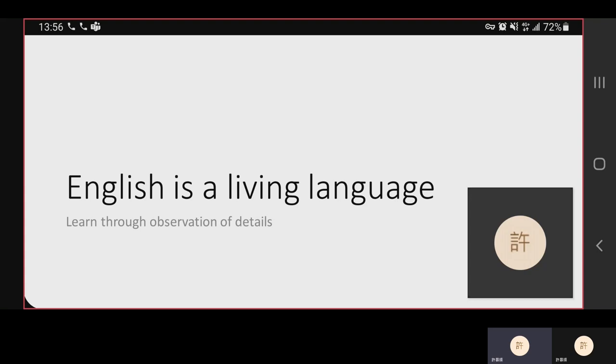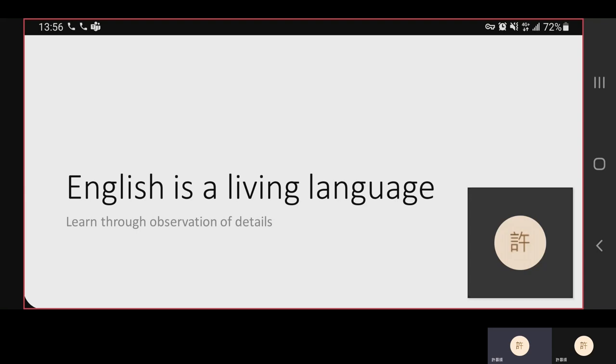So how do you learn a living language? You have to breathe it. You have to use osmosis, 渗透作用. If you try to memorize a list of rules for English, you will always come across some exceptions. And these exceptions will be used in daily life. So they're very important to know.